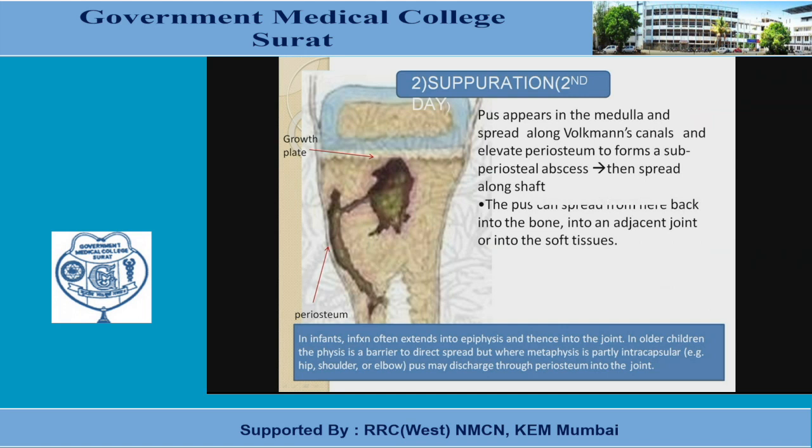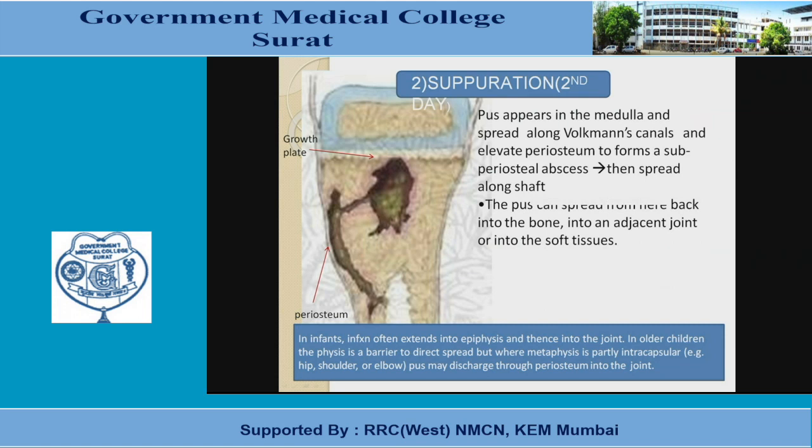So pus from the metaphyseal region escapes through Volkmann's canal and reaches up to the periosteum, or the end of the cortex, to form a subperiosteal abscess. Then it spreads along the shaft subperiosteally, and the pus can spread from here back into the bone, or into the adjacent joint, or into the soft tissue.